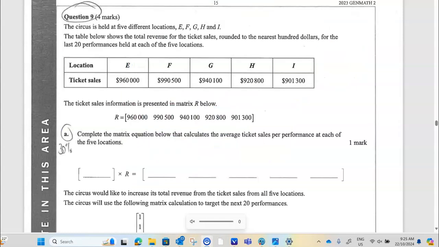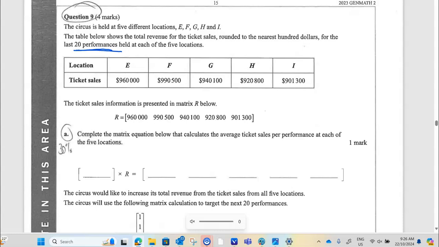Okay, so the circus was held at 5 different locations. So there you go. The table below shows the total revenue for ticket sales, rounded to the nearest $100 for the 20 performances. Okay, so this is the total amount for the 20 performances.